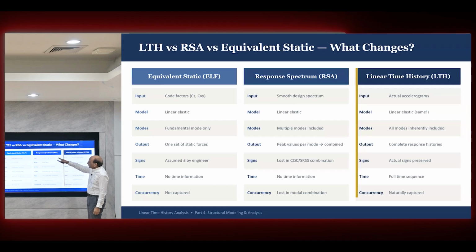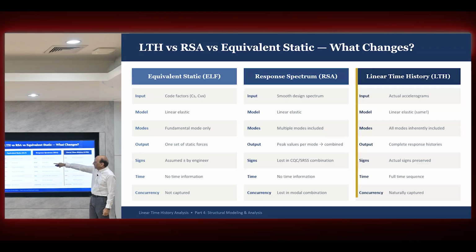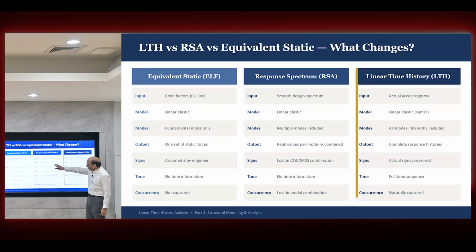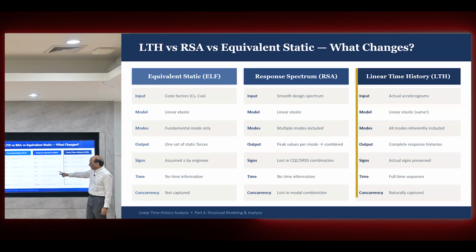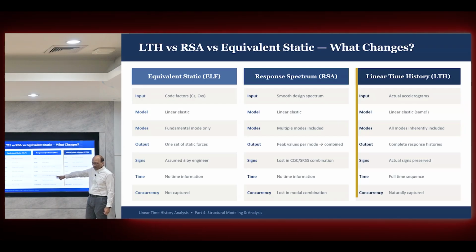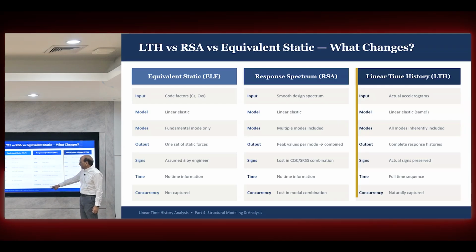And then response spectrum, this is a spectrum. We do not use those factors. And then we have linear, everything is nearly similar. But instead of one mode, we have multiple modes now because we add them together. We get the peak values and then combined, sign is lost because of the combination of the square. When you did the square and root, sign is lost, as you can imagine. And then time, no information, and lost in modal combination.